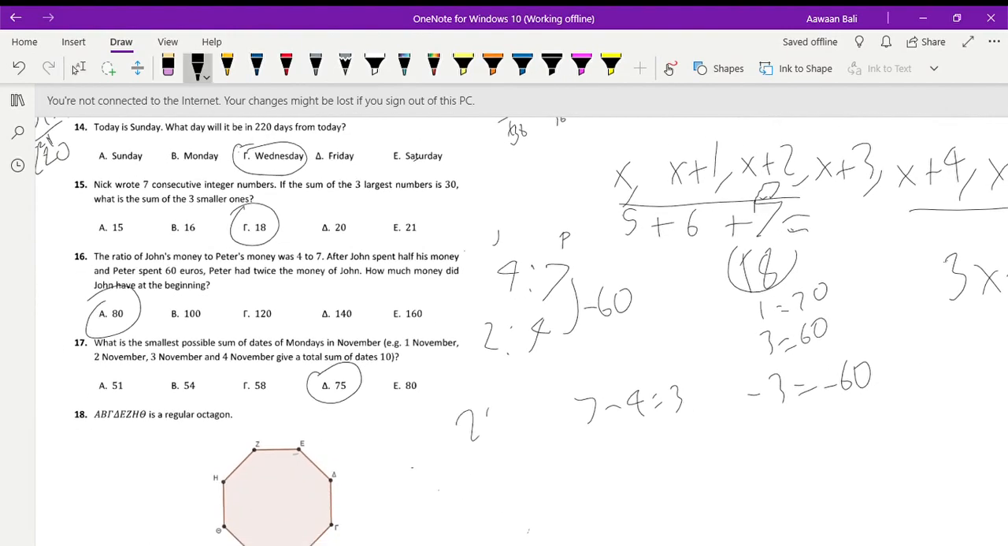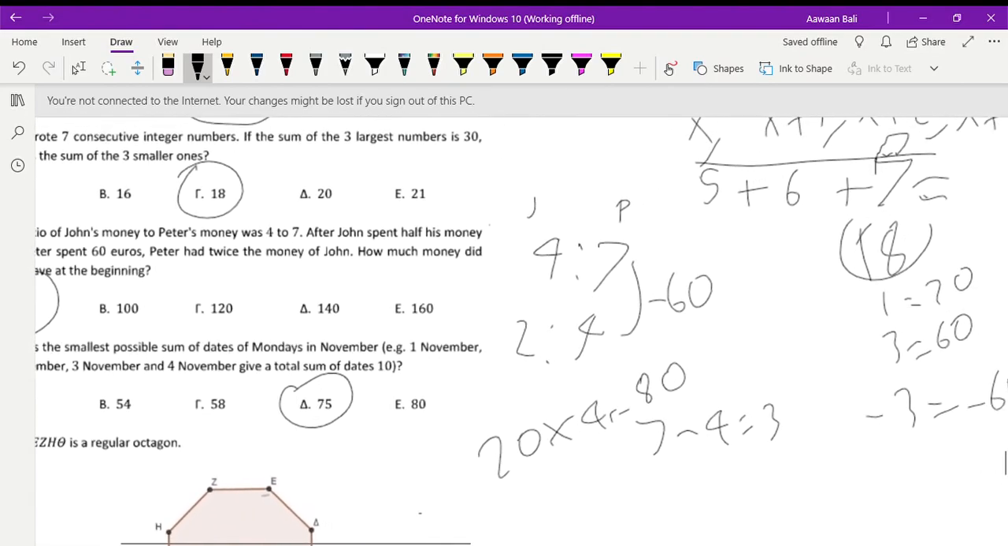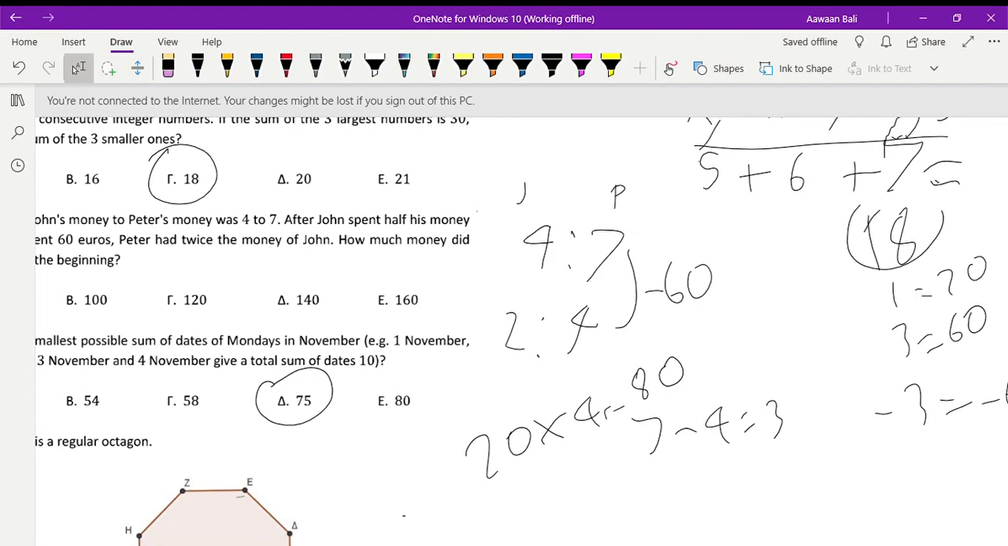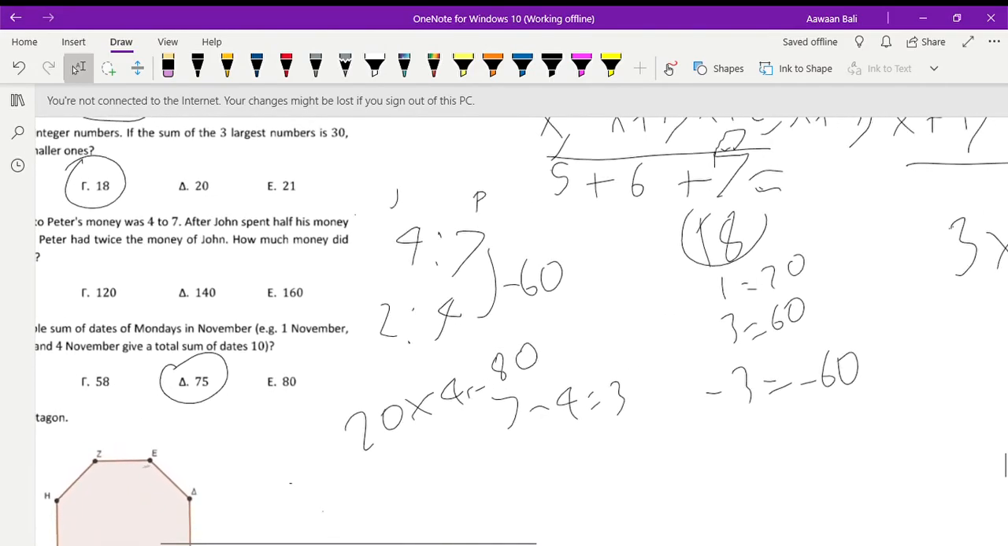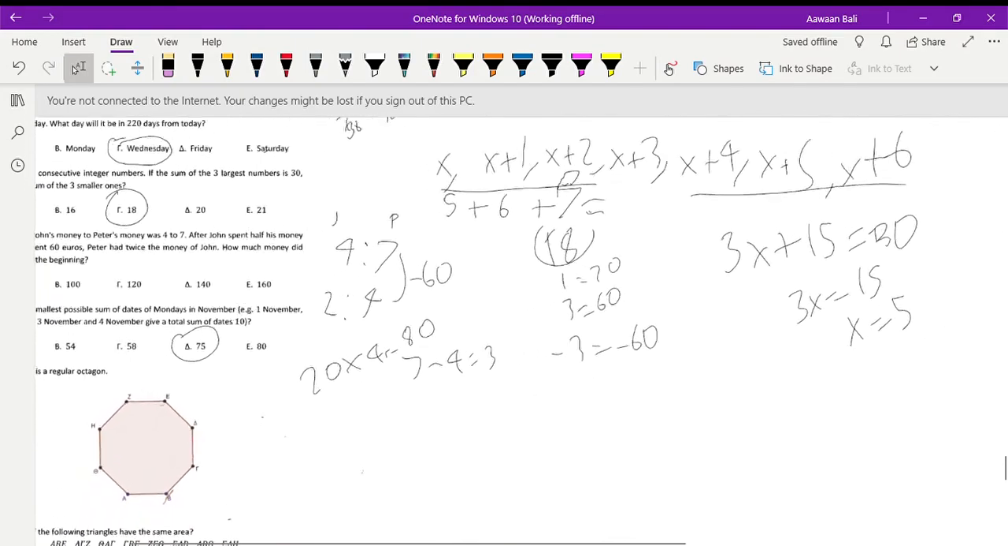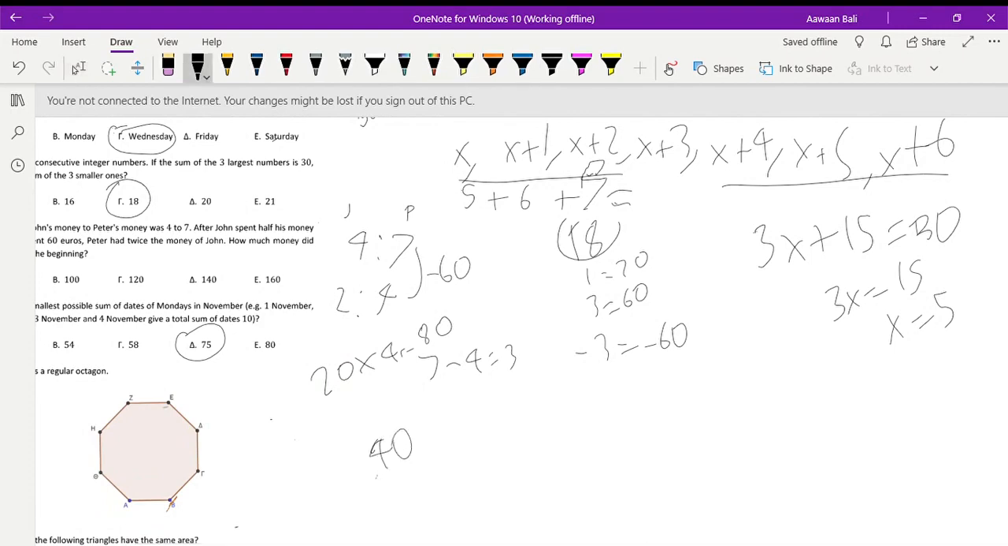So you can just do 20 times 4 and you get alpha, 80 euro. You can check this later. Before, John had 80 euro and Peter had 140 euro. 140 minus 60 is 80, and 4 times 20 is 80 also, so that works. And half of the 80 is 40. Now 40 is to 80, obviously that's a half, since 40 times 2 is 80, which means it still works, and the answer is alpha.